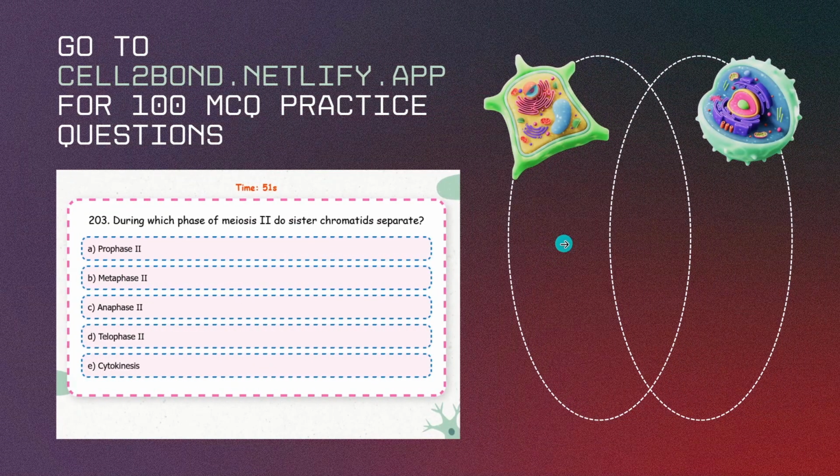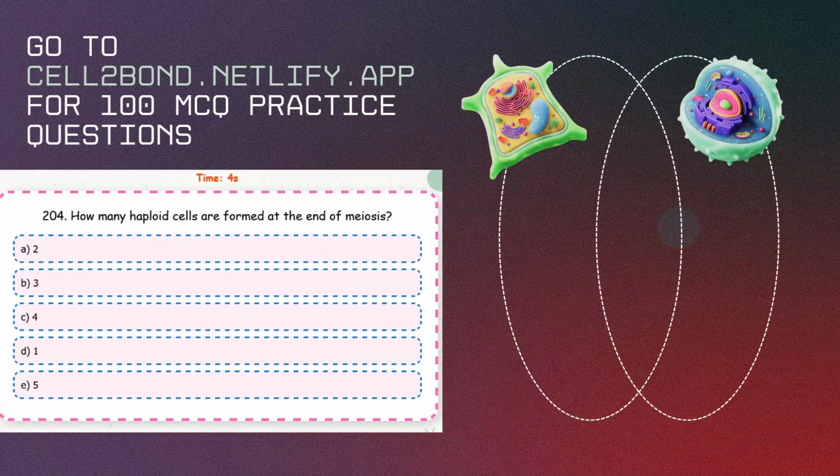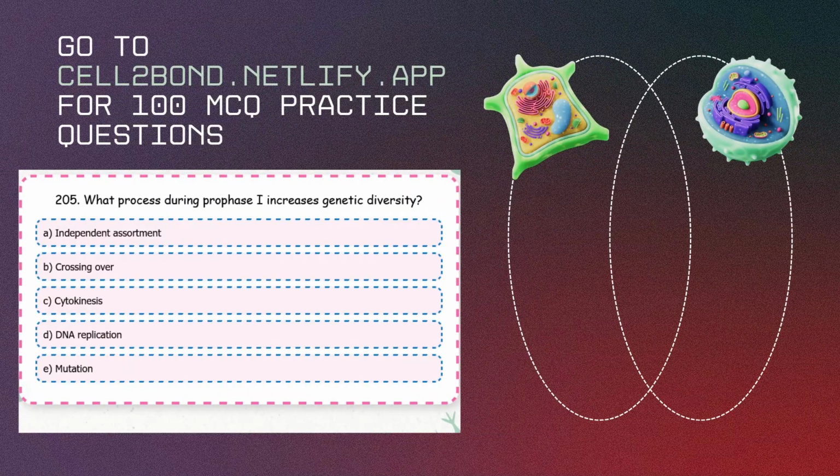So that's AP Bio Unit 5. So everything you need to know for the exam. So here are some practice questions. There's another one. Some more.